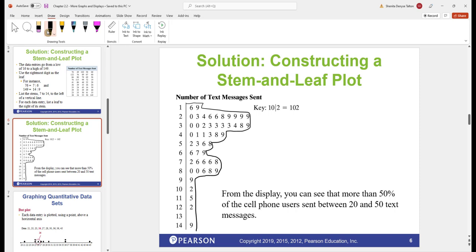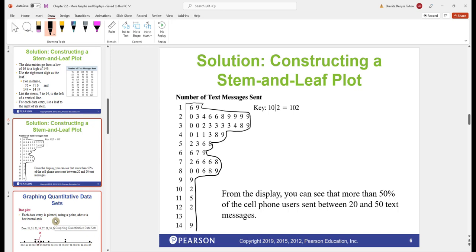Okay? And you can see that more than 50% of cell phone users sent between 20 and 50 text messages. Okay, just by looking at that. So that's one way to display data. Typically, when you go out into the real world, you don't use stem and leaf plots.